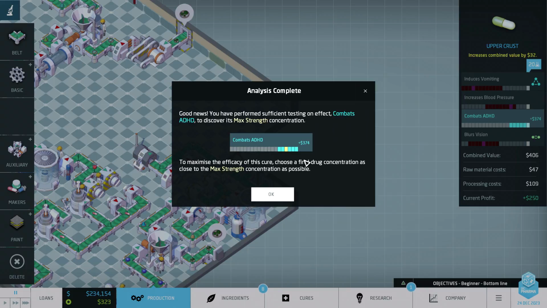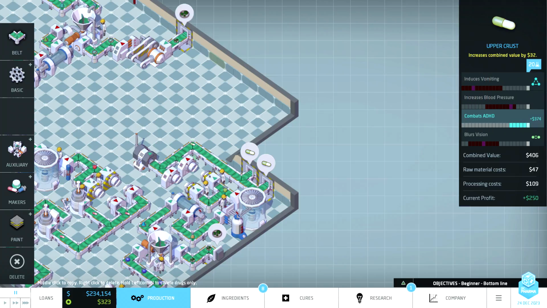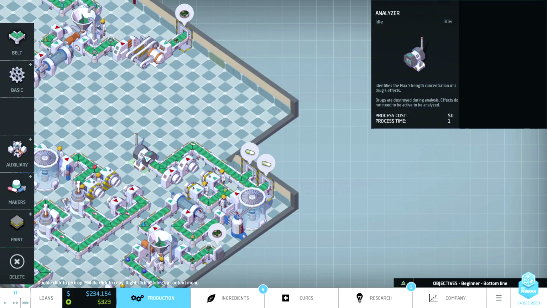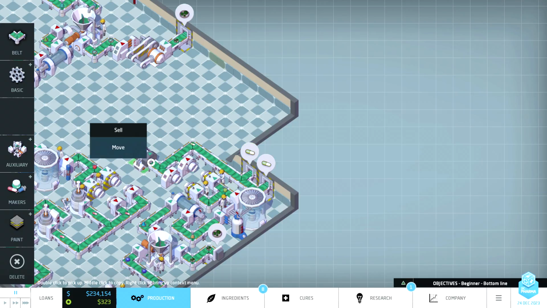Maximum is... It looks like it's 3 down from where we're at. Let's look at this again. So I need to come down 3, which I just happen to have a machine that does that. And if I come down 3, I'll still have no side effects. Ooh, that's good. I love it when a plan comes together here. So let's sell this.